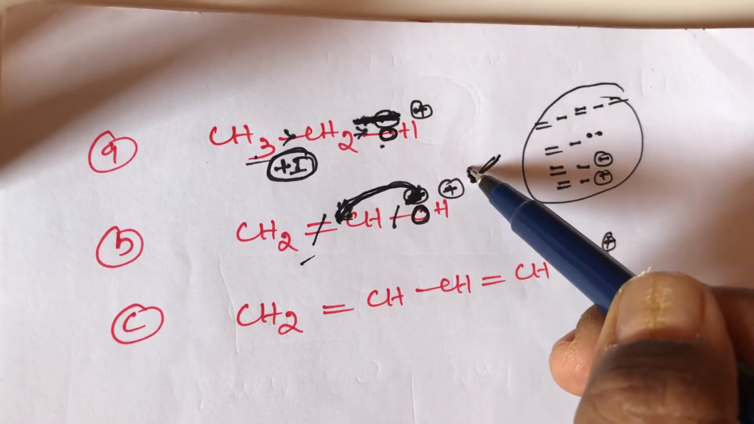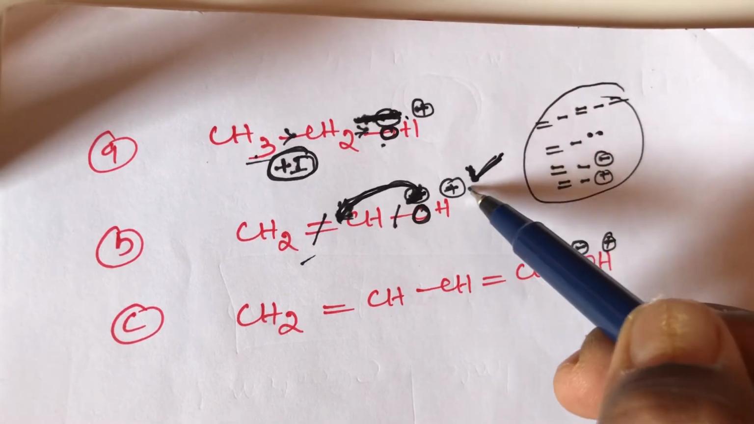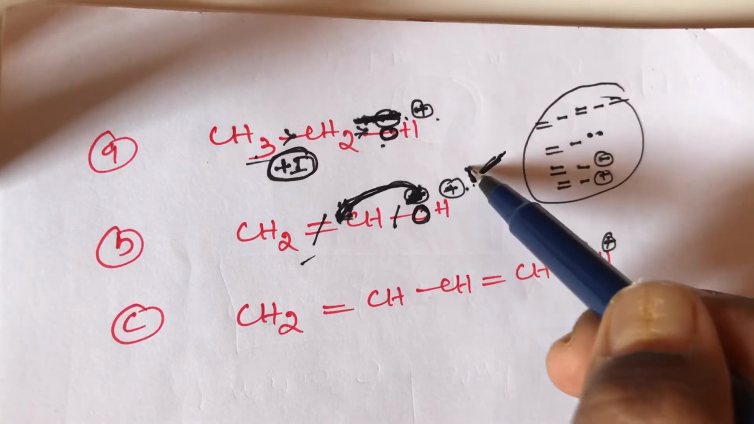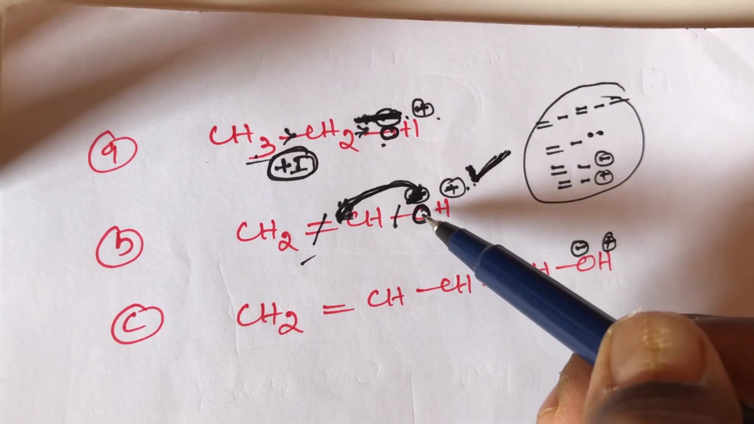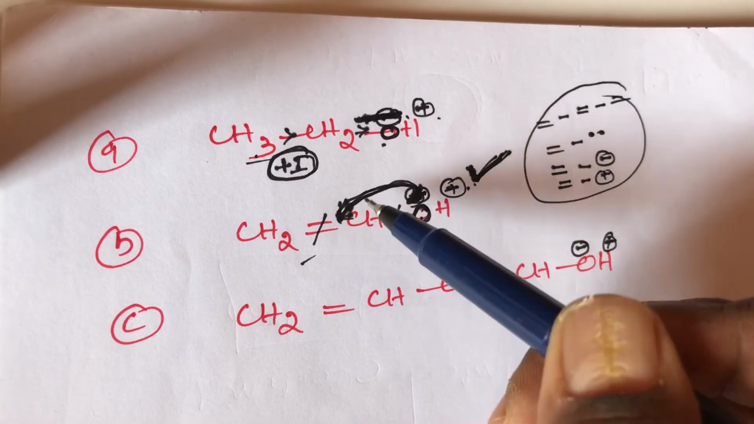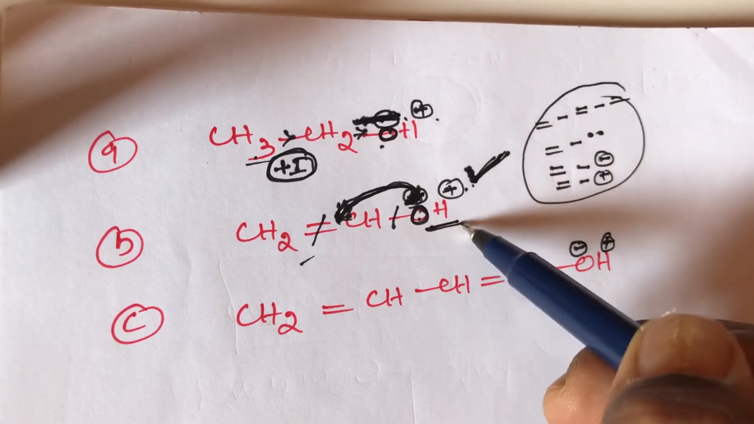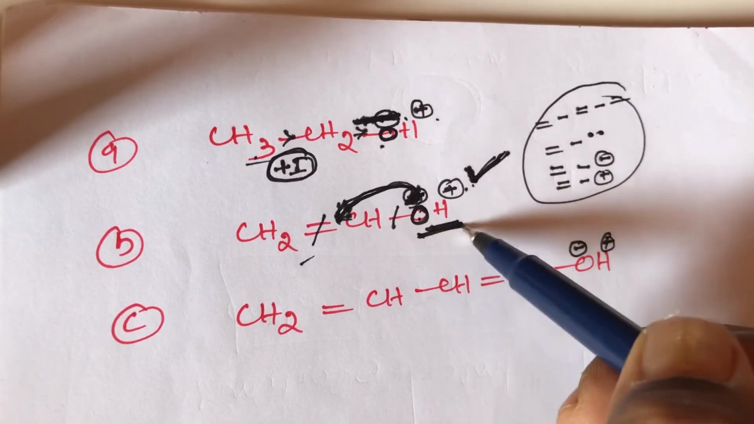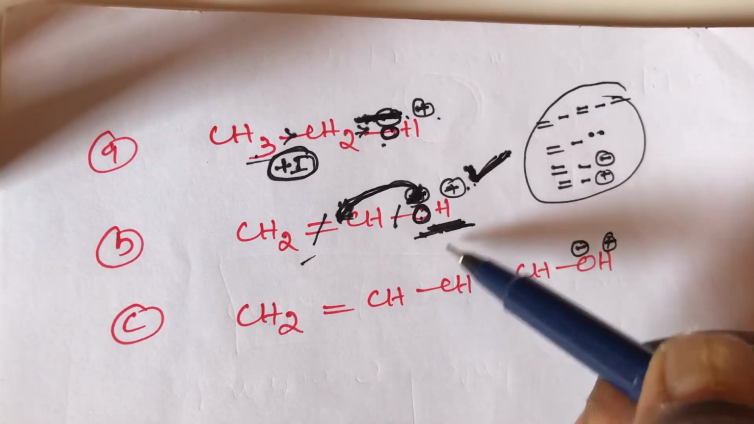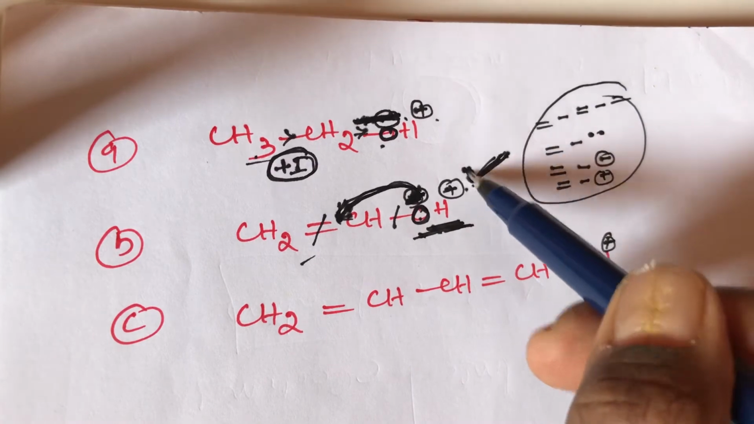Compared to the A compound, the B compound is more acidic in nature. Why? Because the negative charge on oxygen participates in the resonance. So here a weak attraction is present, and that's why H plus is easily donated. The B compound easily donates the proton.